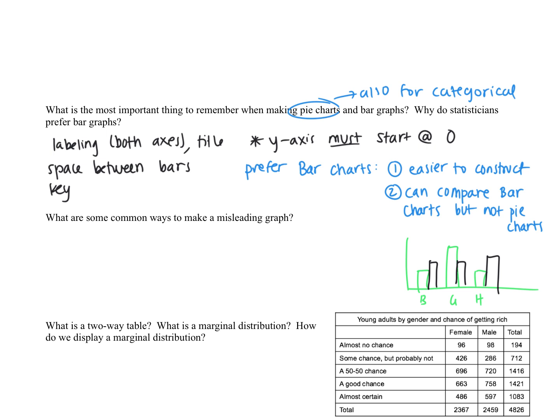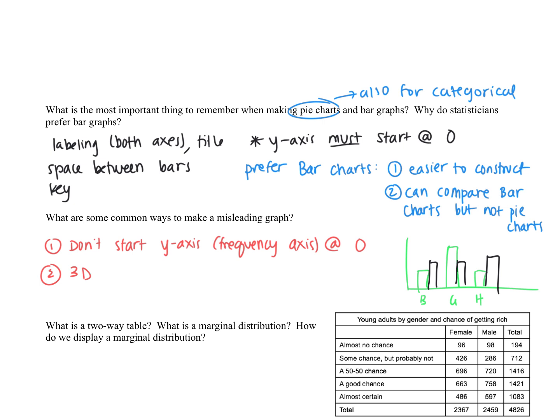Okay, last thing we're going to talk about before we take a break. What are some common ways to make a misleading graph? There's really two of them. The first one is what I said above. Always look that the person didn't start the y-axis, or the frequency axis, at 0. That's the biggest one. The second one is using 3D graphs.